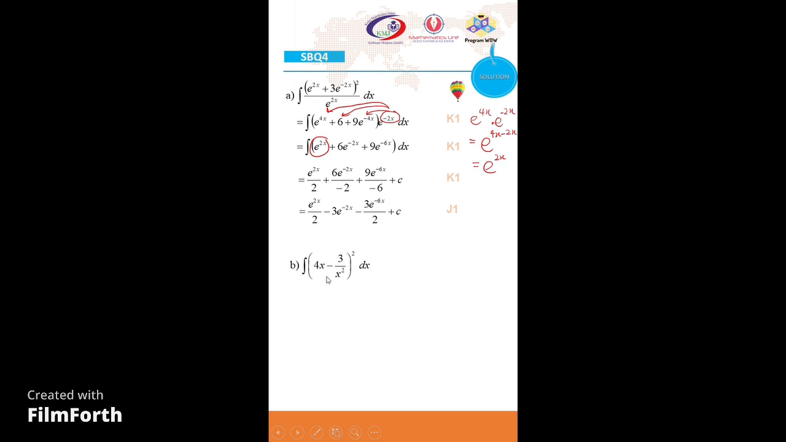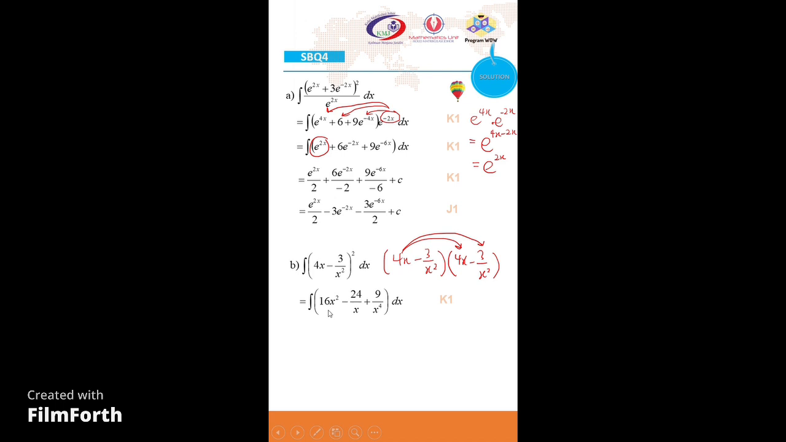Okay, so question B, here you need to expand. So 4x minus 3 over x square, 4x minus 3 over x square. So 4x multiplied with 4x, and then 4x multiplied with negative 3 over x square. Okay, then you simplify, you will get this expression. So here you will get 1 mark, and only then you can integrate separately.